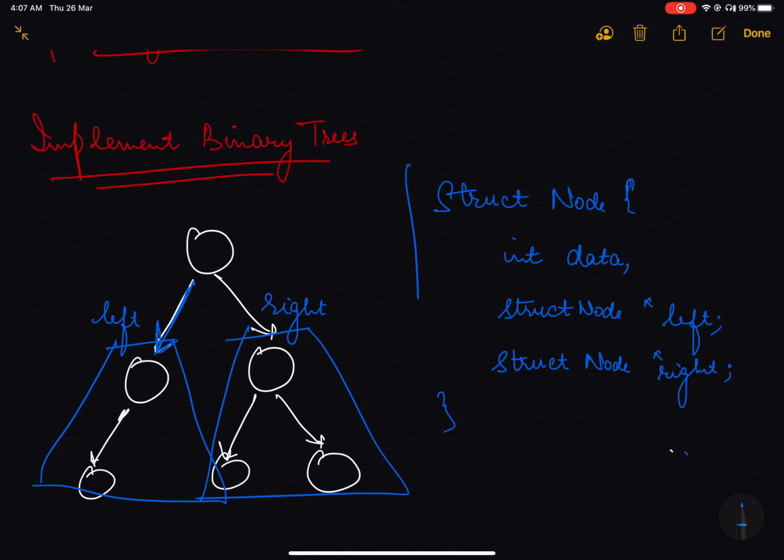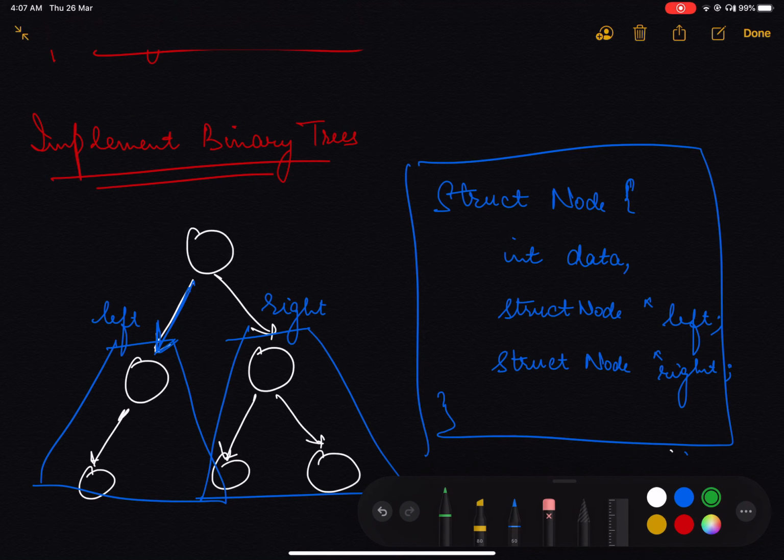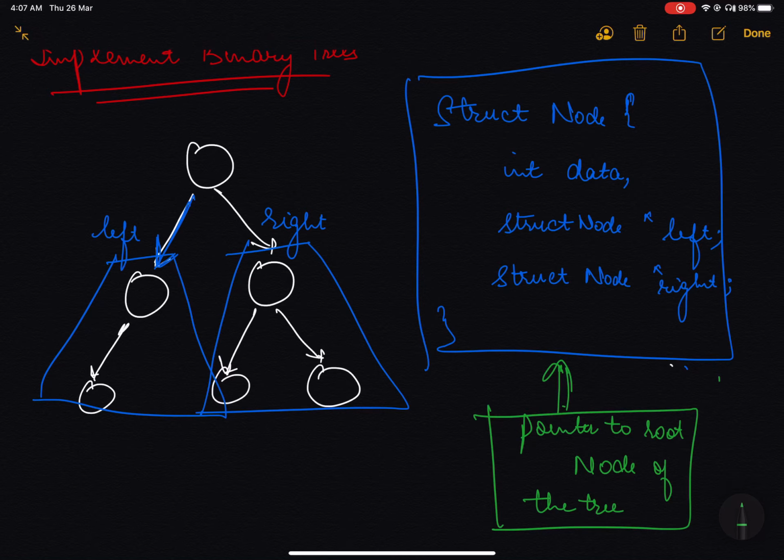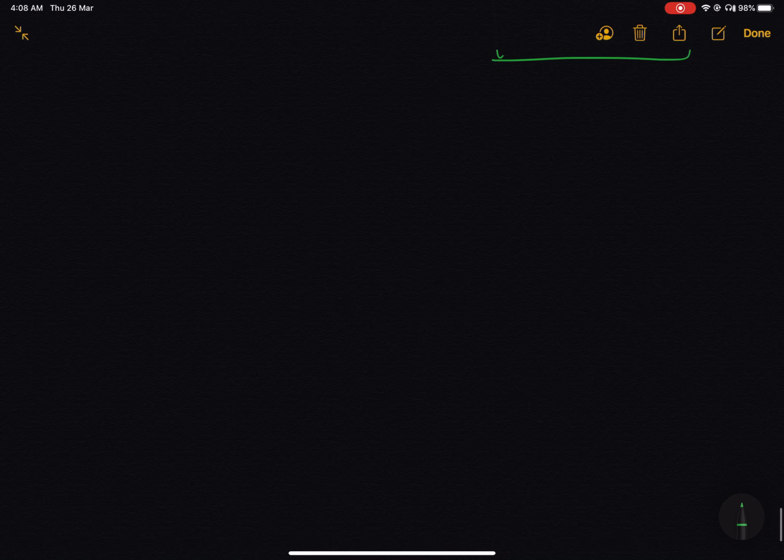Now, how will we represent a tree? The tree will be represented just by the pointer to the root node of the tree. There is another way in which people can implement trees. This is commonly used for balanced binary trees. This is using arrays.